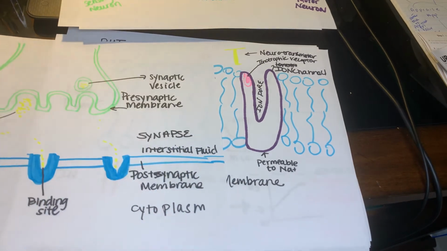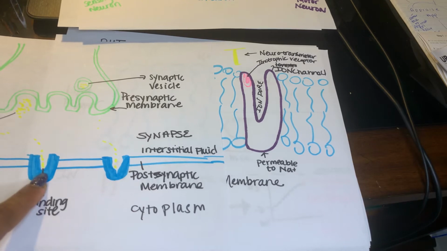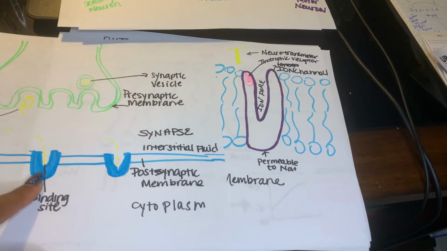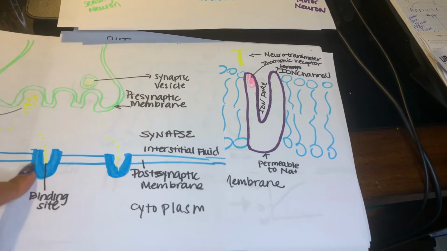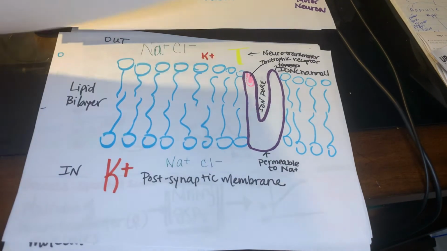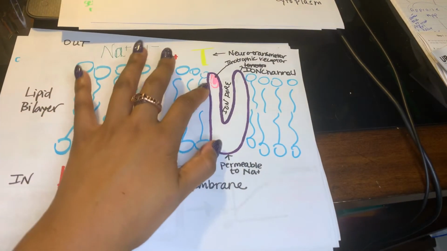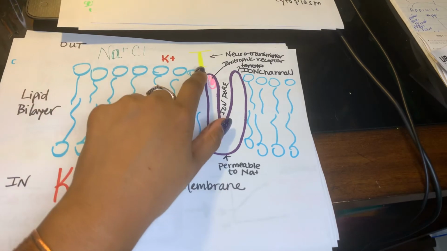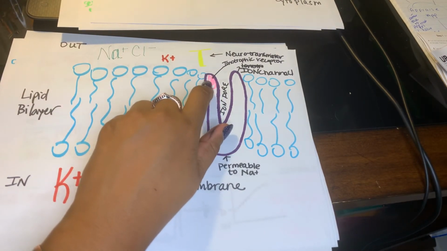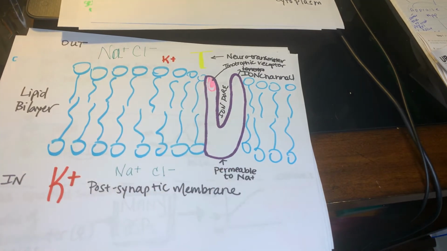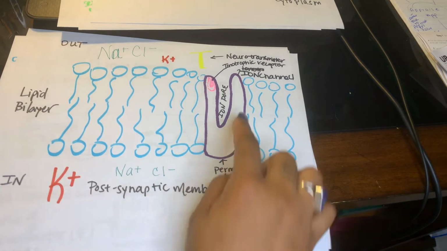When the neurotransmitter is released from the presynaptic membrane, goes into the synapse, it binds to the binding site located on the ionotropic receptor located in the postsynaptic membrane of cell B. And this particular ionotropic receptor is permeable to sodium. So when a neurotransmitter binds to this site, sodium is allowed to come through this channel, or this ion pore.